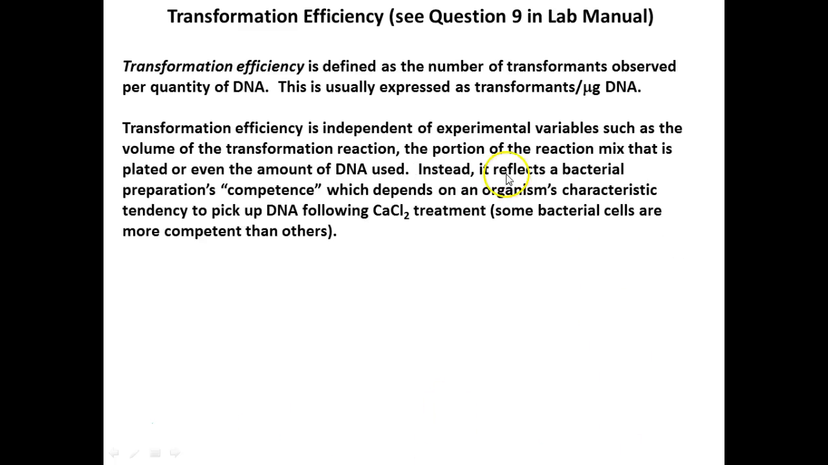So I mentioned this earlier, how efficient this system is is determined by the number of transformants we get per microgram of DNA that we add to the sample. So it's independent of experimental variables such as the volume of the transformation reaction.